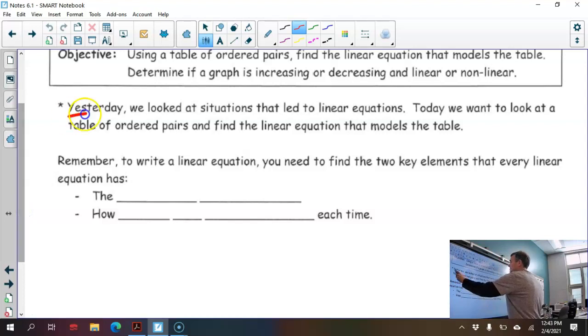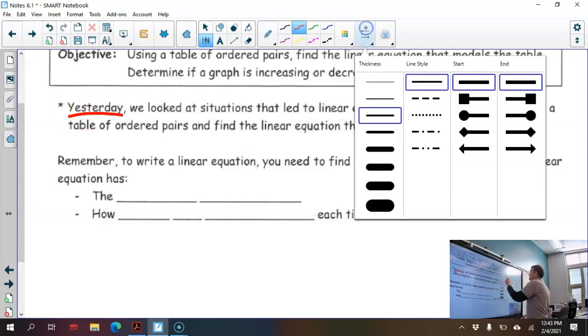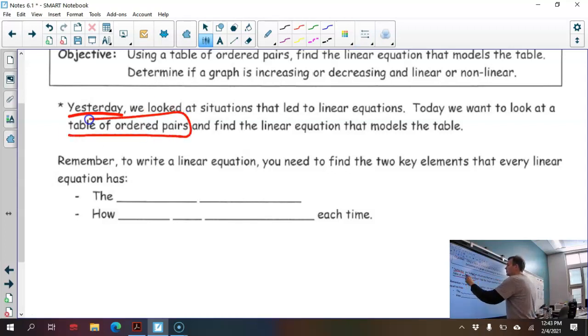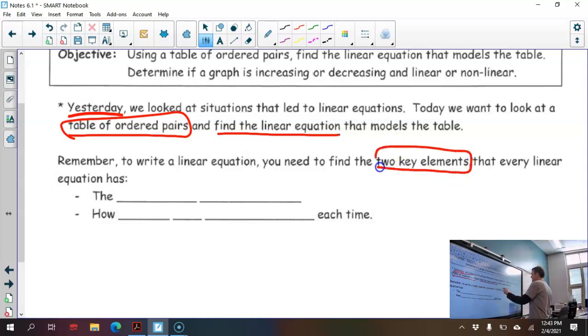So it says yesterday we looked at situations that led to linear equations. Today we want to look at a table of ordered pairs and find the linear equation that models the table. All right, this is not a hard skill, as you will see. Remember, to write a linear equation, you need to find the two key elements that every linear equation has. We went over these yesterday.